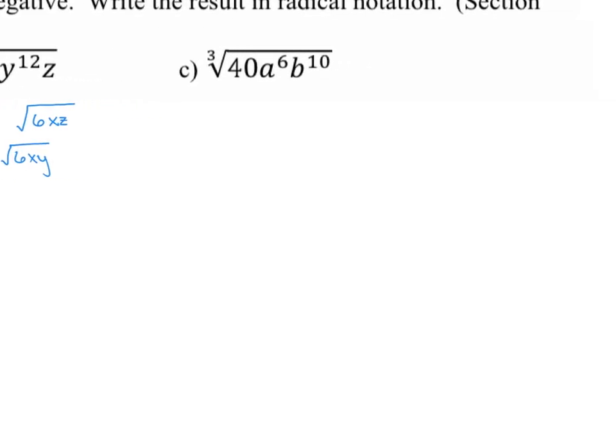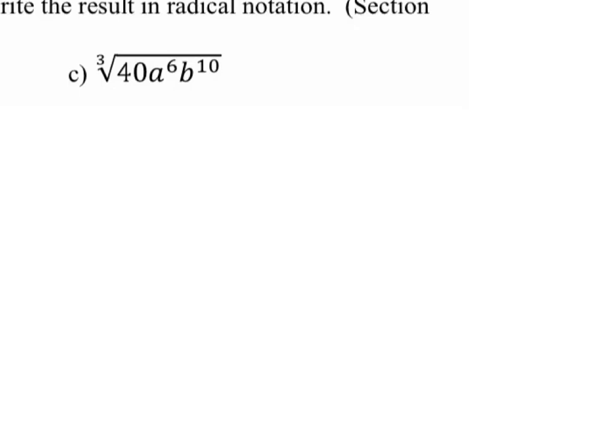All right, last one. We have the cube root of 40a to the 6th, b to the 10th. This is a cube root, so we are looking for perfect cubes. So what is a cube that divides into 40? That is going to be 8 times, my leftover is 5.